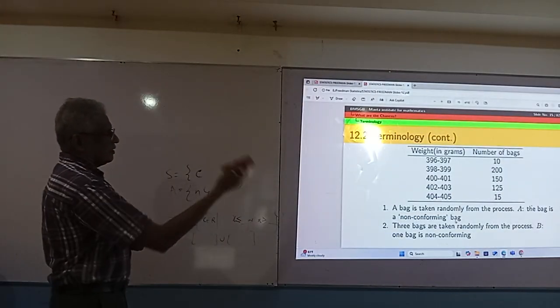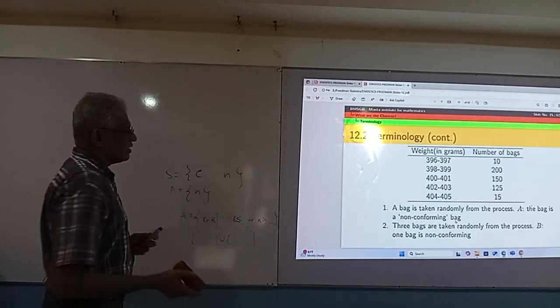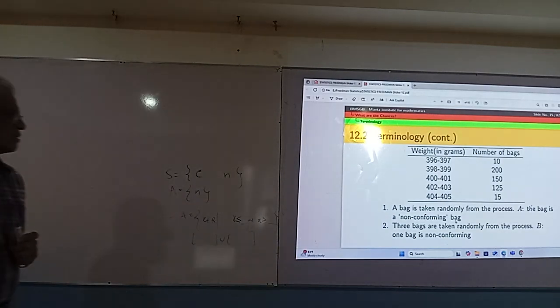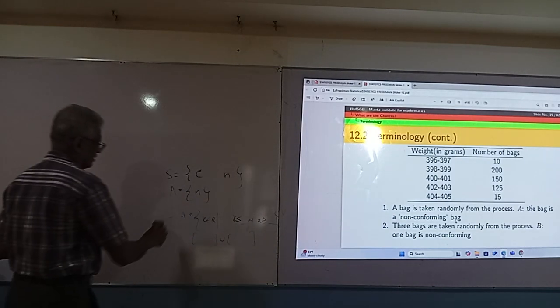Right. So the other one: 3 bags are taken randomly from the process. Event B is that one bag is non-conform.